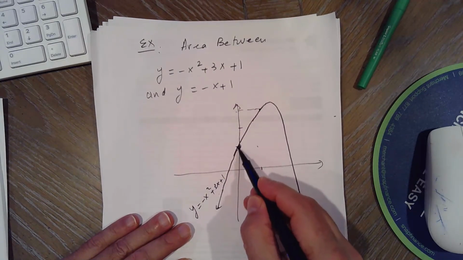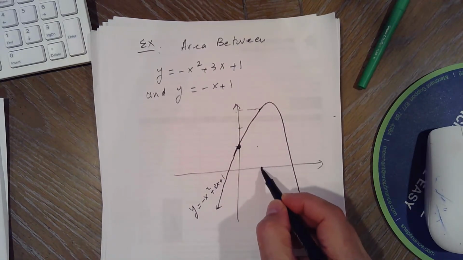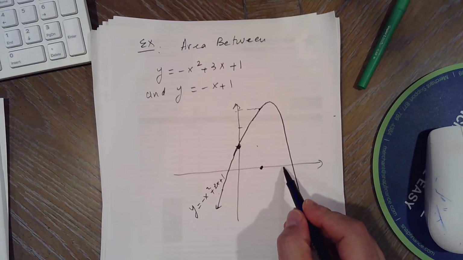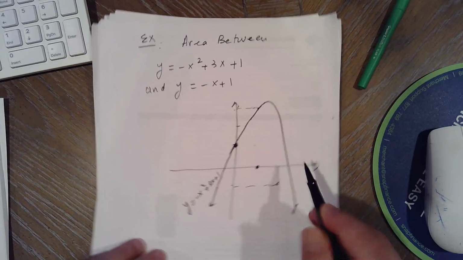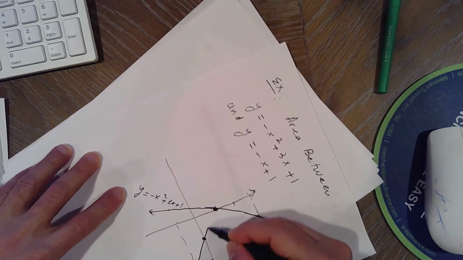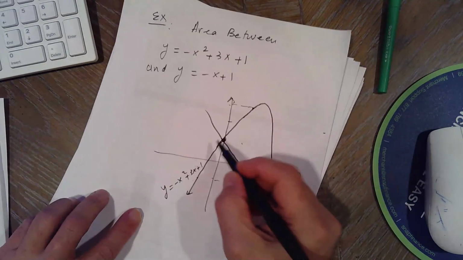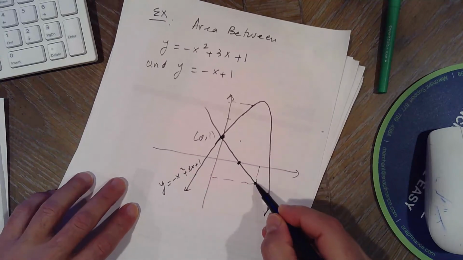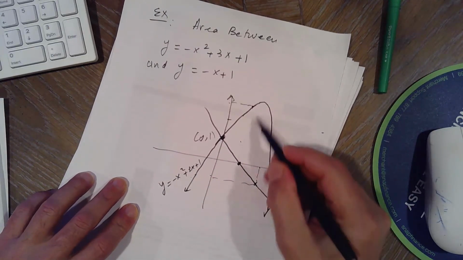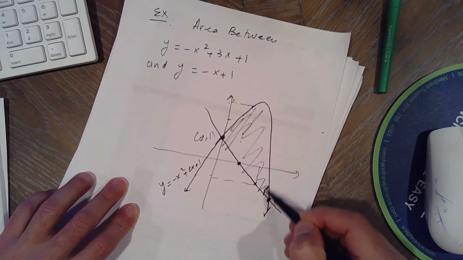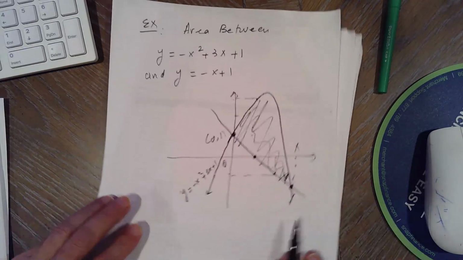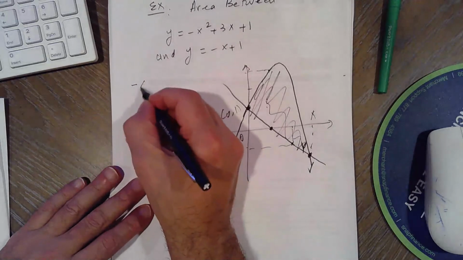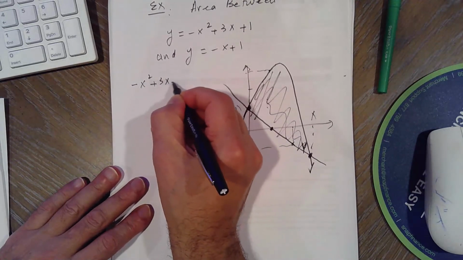At 0 it's 1, at 1 it's 0, at 2 it's negative 1. So they will cross at x equals 0 and at another x, because we want to know the area in between, so we want to know the points of intersection from 0 to this point. So let's find where they intersect. Set them equal to each other.